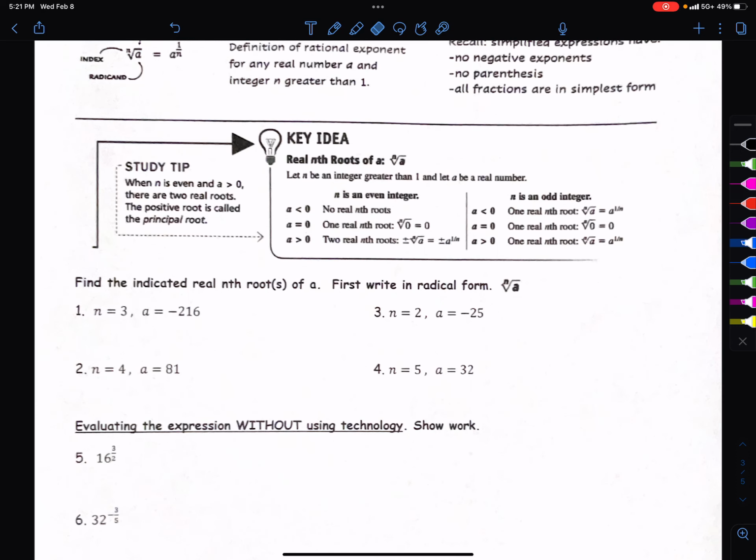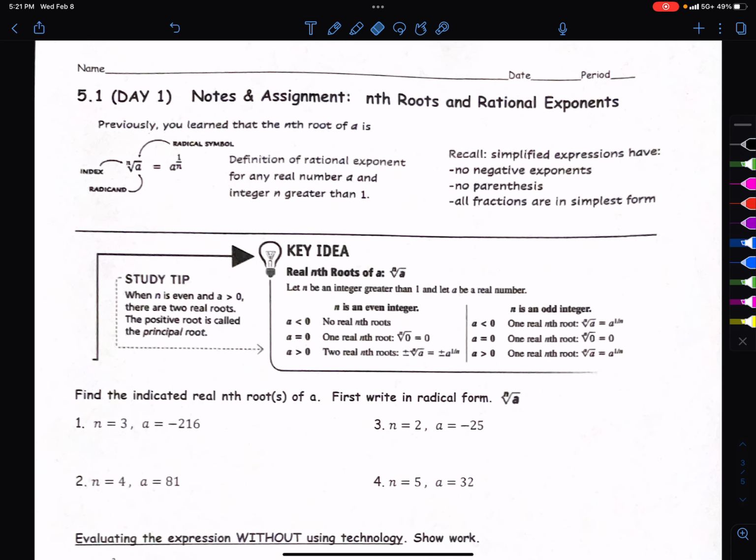Hey guys, I'm going to go ahead and start with the lesson that we did in class on Tuesday. This is 5.1 day 1. This is out of the Big Ideas textbook, and I've just taken certain chunks of it that I wanted to work with. So the front side of this worksheet is going to be notes. The back side of it is your assignment.